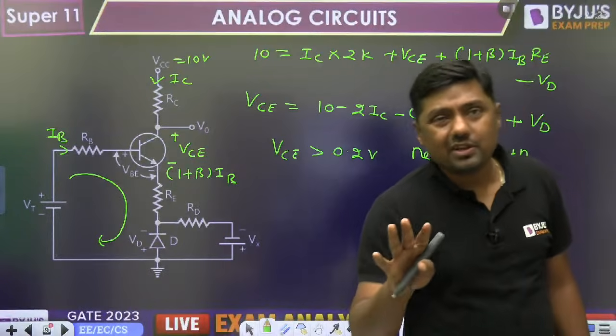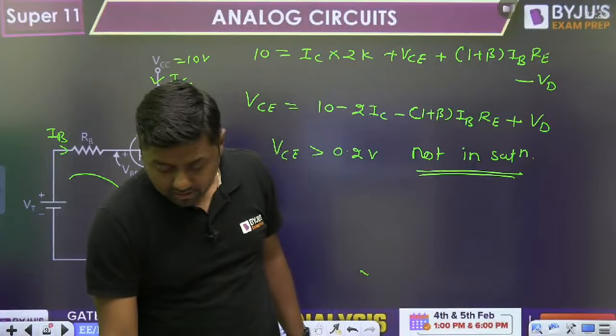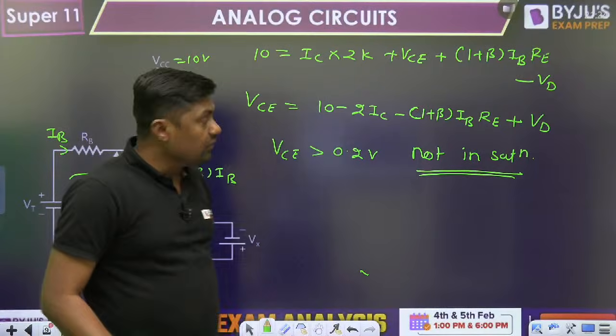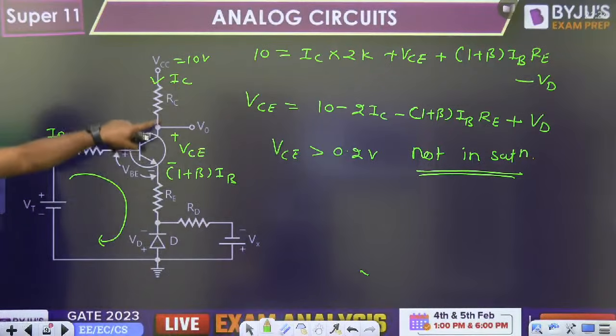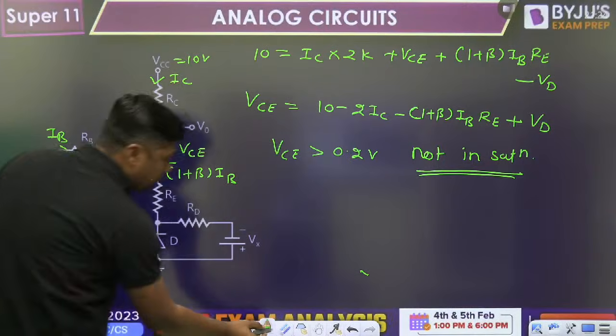99.99% chance it will be in active region. Okay? You can directly solve it, and finally you can verify it. You have to apply the KVL from this point to this point, finally up to ground. Okay, Chinmay?